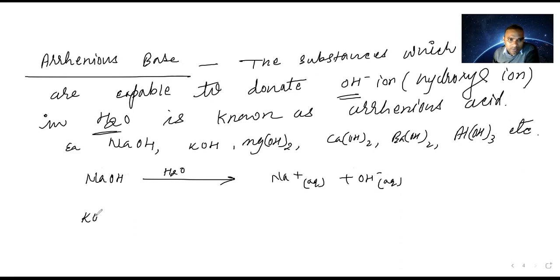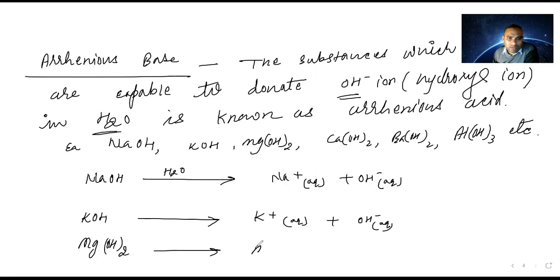If you are taking KOH, it is going to give K plus in the aqueous medium, and OH minus ion. Now another is Mg(OH)2. It is also going to give Mg2 plus in the aqueous medium plus 2 OH minus ion in the aqueous medium. So they are going to be Arrhenius bases. The substances which are able to donate OH minus ion in water, that is a base. The substances which are able to donate H plus ion in water, that is an acid. Are you able to understand this?